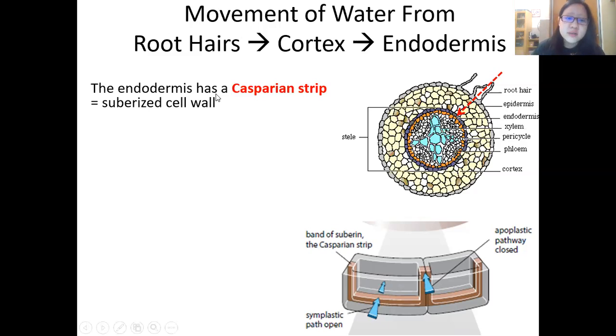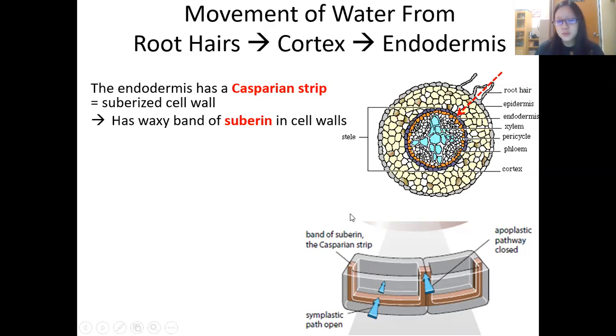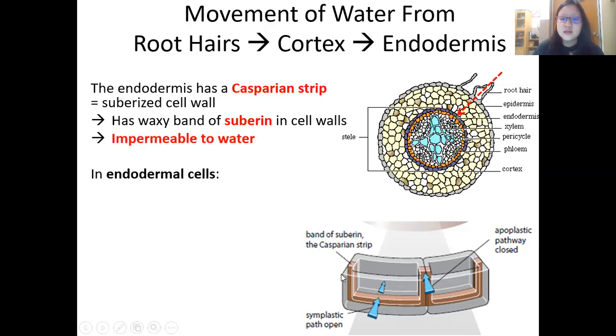Why? Because the endodermis has a Casparian strip. What does that mean? The Casparian strip is a suberized cell wall, or a cell wall made out of suberin. Suberin is a material, sort of like lignin or cellulose. Suberin is impermeable to water. It's in the cell walls only, and it only has a strip that looks like this. So it's blocked in this region.